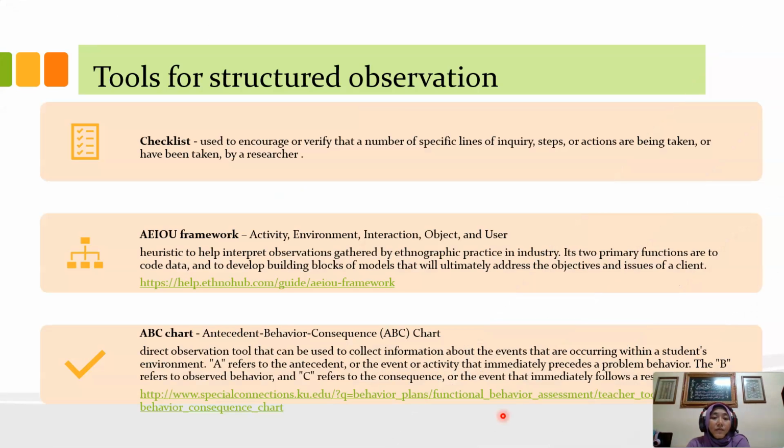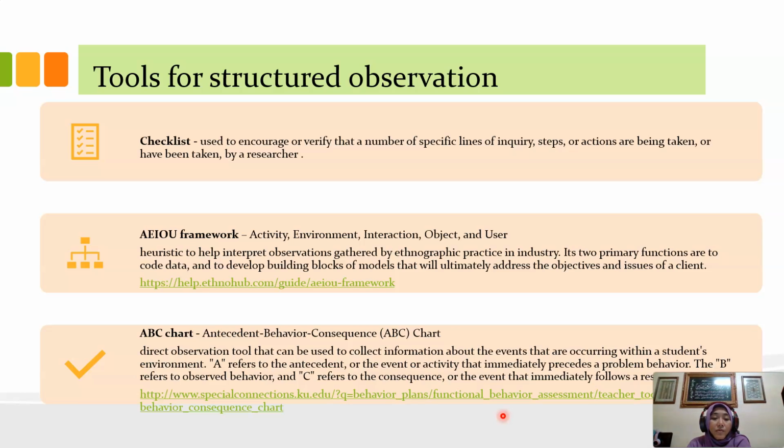So what are the tools for observation? For structured observation, we have checklists, the AEIOU framework, and the ABC chart. Actually there are lots of tools for structured observation. For example, the checklist: what is the use of a checklist? It encourages or verifies that a number of specific lines of inquiry, steps or actions are taken. You want to have something very systematically recorded using the form, and then you just tick what is the outcome or what is the result.